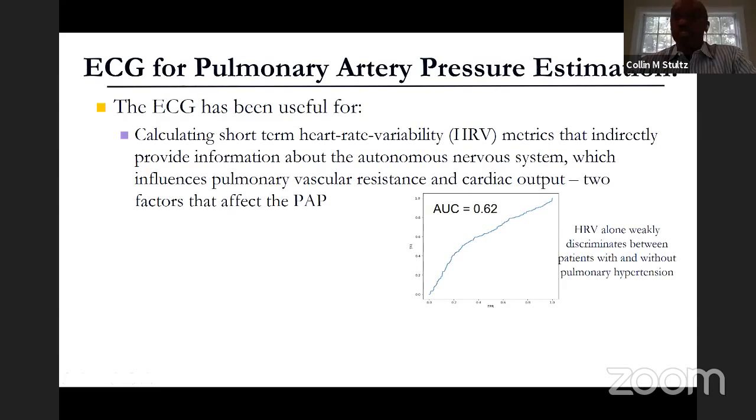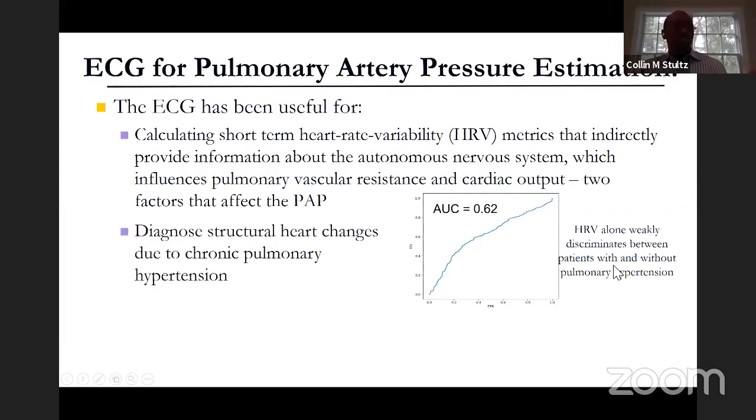And as a case in point, if you took a look at the ECG and you calculated these heart rate variability metrics that can be calculated directly from the ECG, and you tried to predict the PA pressure from it, whether the PA pressure was elevated or not, you get an AUC of about 0.6. So it's not great, but there's some signal there. So that HRV alone weakly discriminates between patients with and without pulmonary hypertension.